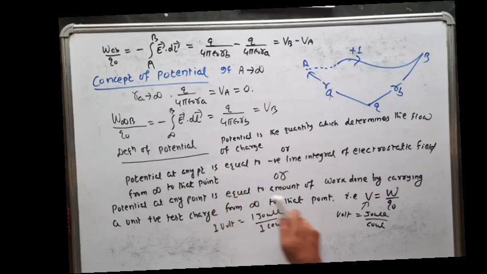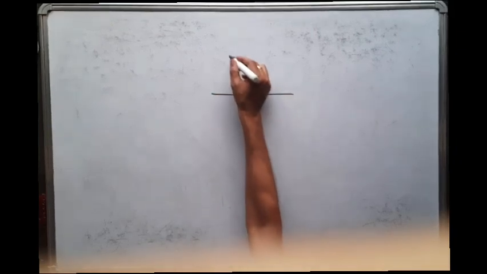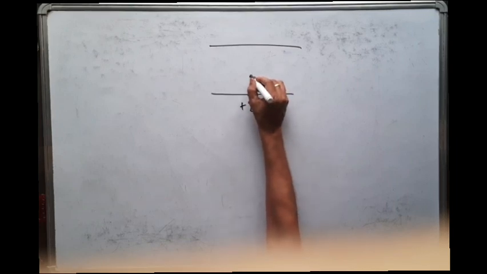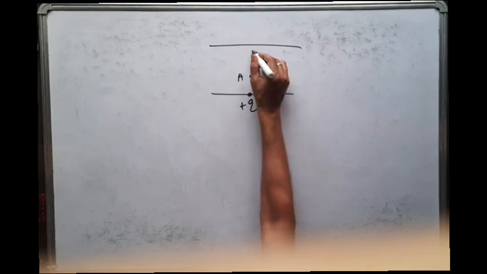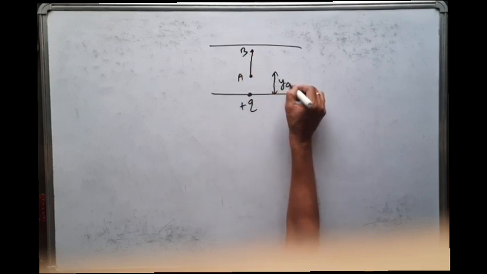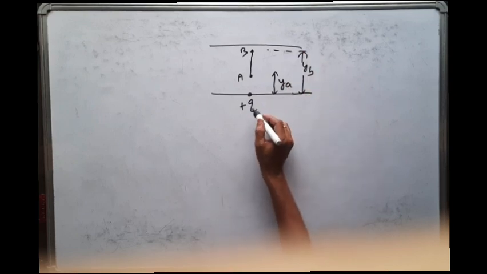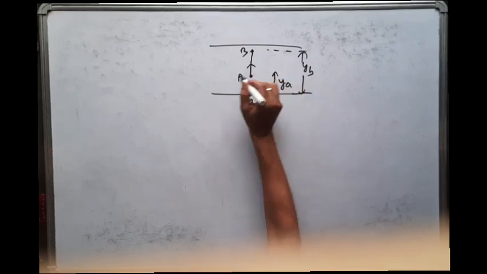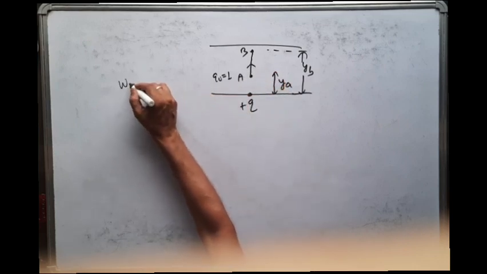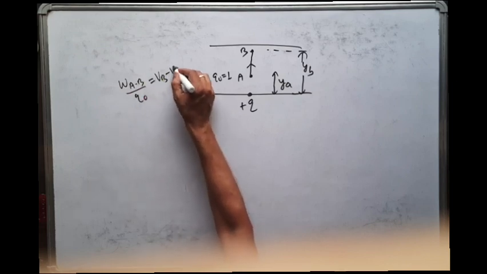Then, the last concept. Suppose there is a positive charge Q. I want to take a unit positive charge from point A to point B, where A is at height YA and B is at height YB from the charge Q. If I take a unit positive test charge, that is Q naught equal to 1, from A to B, the work done by the external force from A to B per unit charge is the final potential minus the initial potential.